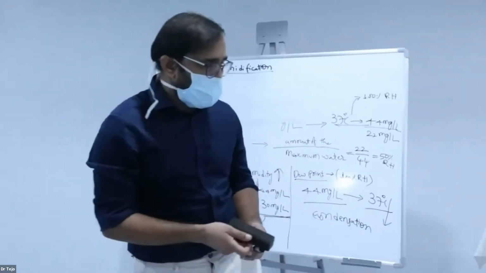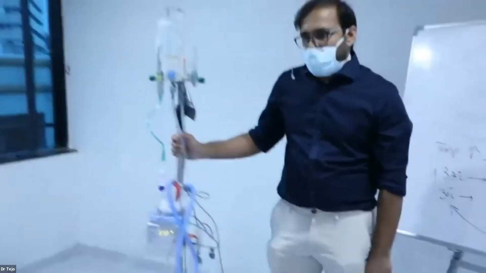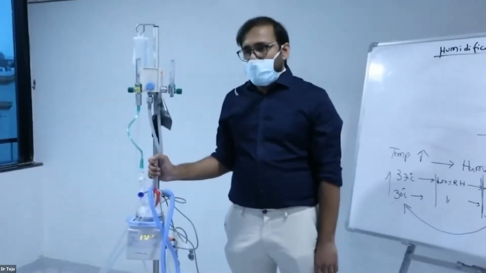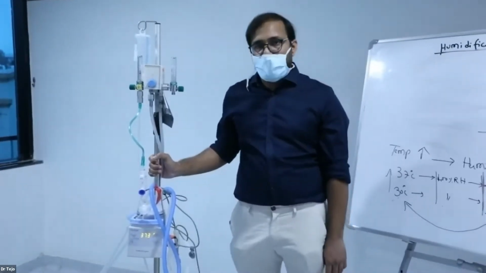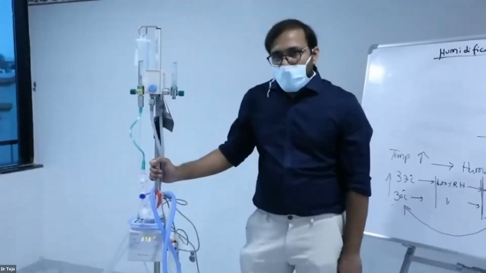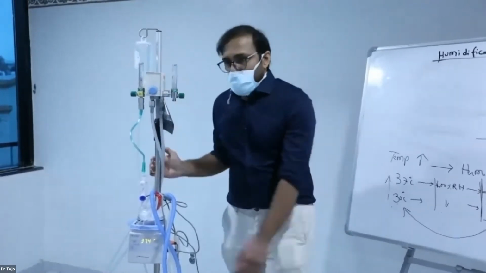So coming to the humidifier, this is the humidifier MR850 which we use commonly. I am going to show this one. There are other humidifiers also, from Fisher and Paykel the MR700, 730, and then the FlexiCare humidifier also. So this is the humidifier. I will go and discuss it with you.